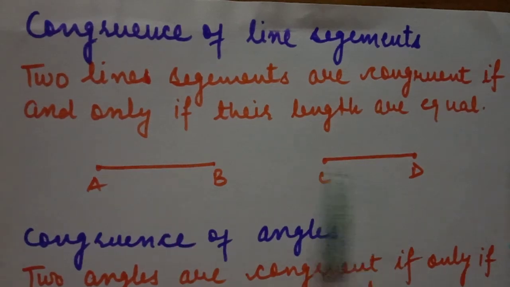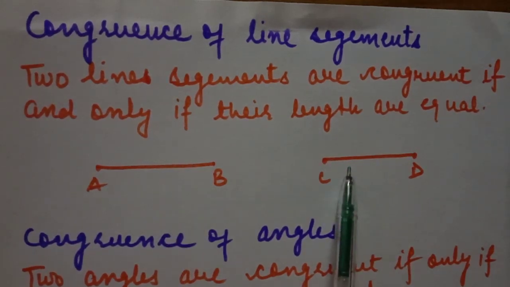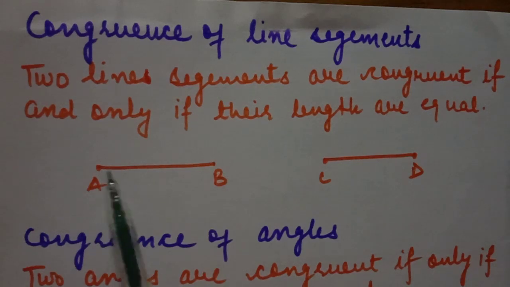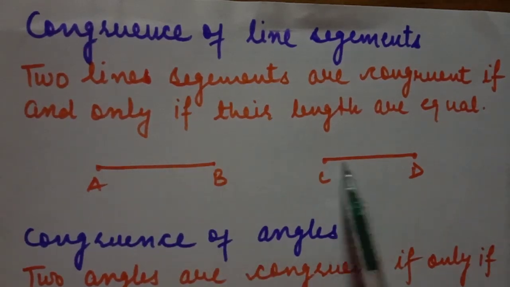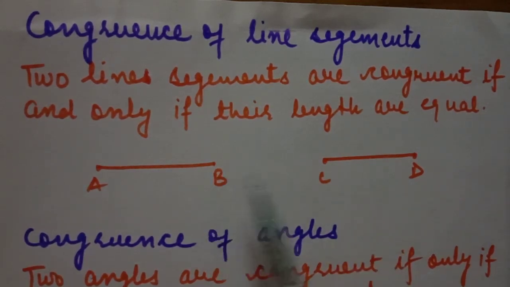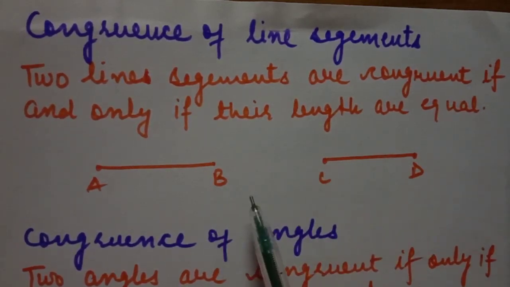If we take an example of these two line segments, are they congruent to each other or not? If the length of this line segment is equal to the length of this line segment, then they are congruent to each other. It means two line segments are congruent if and only if their lengths are equal.